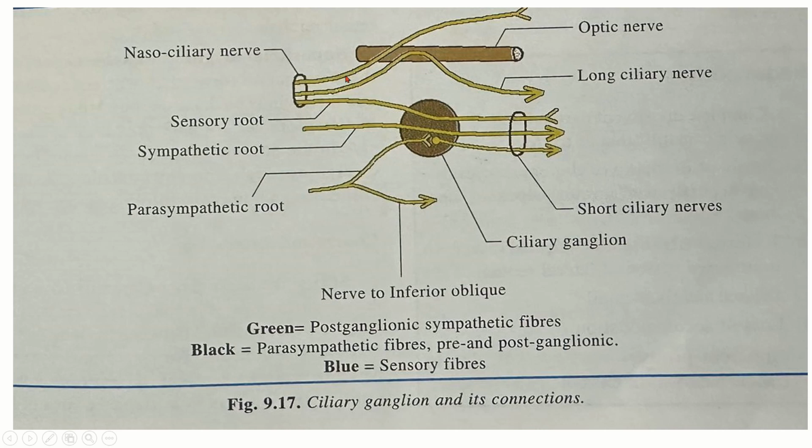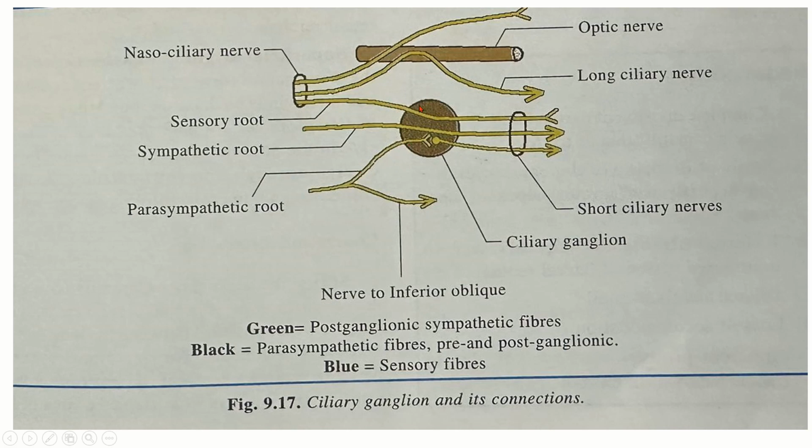You can see it has three roots. This small communicating branch from the nasociliary nerve forms the sensory root, and this is a sympathetic root which is derived from the plexus around the internal carotid artery, and this is the parasympathetic root which comes from the Edinger-Westphal nucleus. Then it passes through the oculomotor nerve, the inferior division of the oculomotor nerve, the branch to inferior oblique, and this is a communicating branch coming from the branch to inferior oblique to the ciliary ganglion.